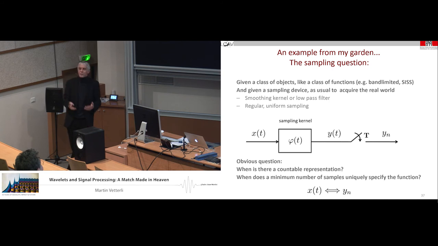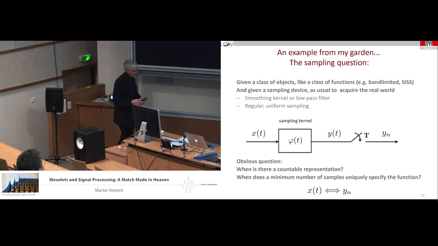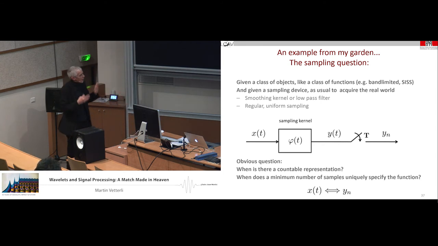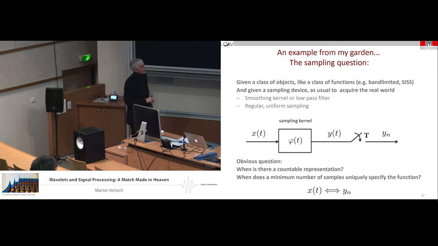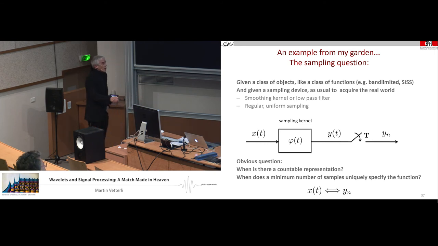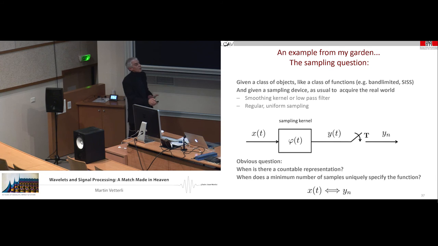Why? Because you don't have a physical device that by magic actually has a wavelet in it, right? It has some clunky sinc or whatever, or one of these filters from the friend of Ingrid, right? But anyway, sampling is absolutely fundamental, and it's a very simple setup. You have continuous time functions, you have observation kernels, which maybe compute a projection or something else. You take samples, and from the samples, you would like to know what you know about the original function.